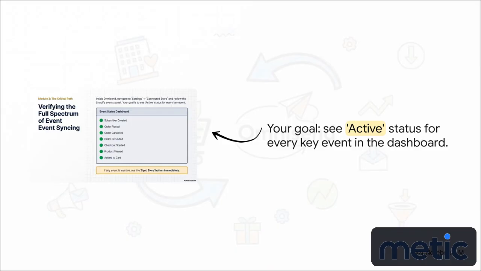Inside Omnisend, this dashboard right here is your mission control. It shows you the status of every single key customer event, from when a subscriber is created to when they add something to their cart. And your goal is simple. We want all green lights. You want to see an active status for every single one of these events. If anything shows as inactive, you hit that Sync Store button right away.